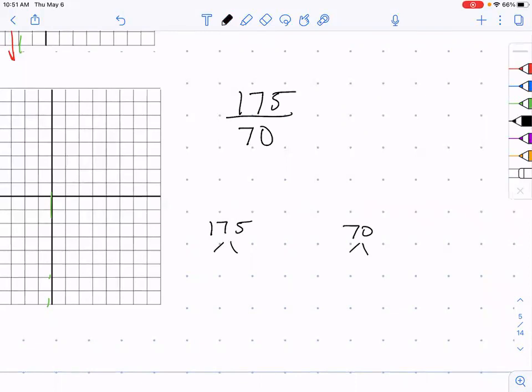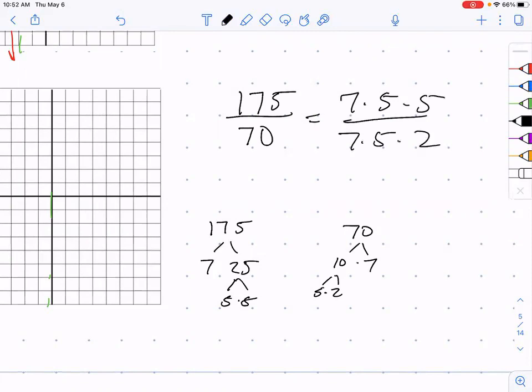If you're trying to find a factor tree on 175, think about money. Think about how many quarters it takes to make $1.75. How many quarters do you need for $1.75? So it's 7 times 25, and then it's 5 times 5. Does that make sense? And then 70 is what? 10 times 7, 5 times 2. So we can write this as 7 times 5 times 5 divided by 7 times 5 times 2.